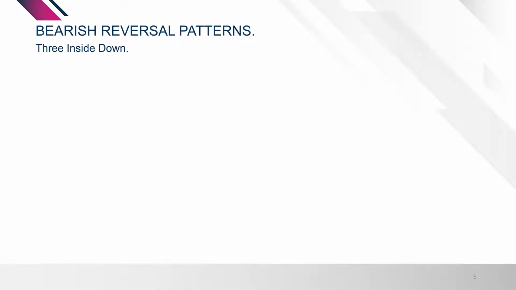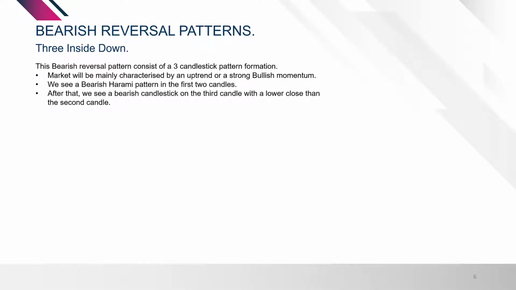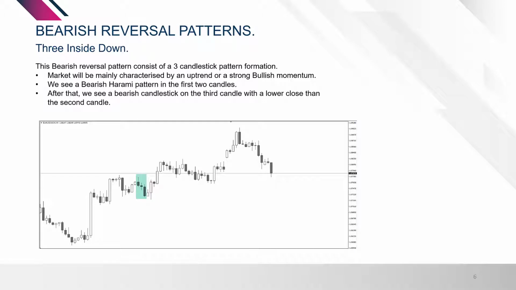Now let's look at the three inside down. This bearish reversal pattern consists of a three candlestick formation. The market will be mainly characterized by an uptrend or a strong bullish momentum. We see a bearish harami pattern in the first two candles. Remember the harami pattern, the pregnant woman. After that, we see a bearish candlestick on the third candle with a lower close than the second candle.